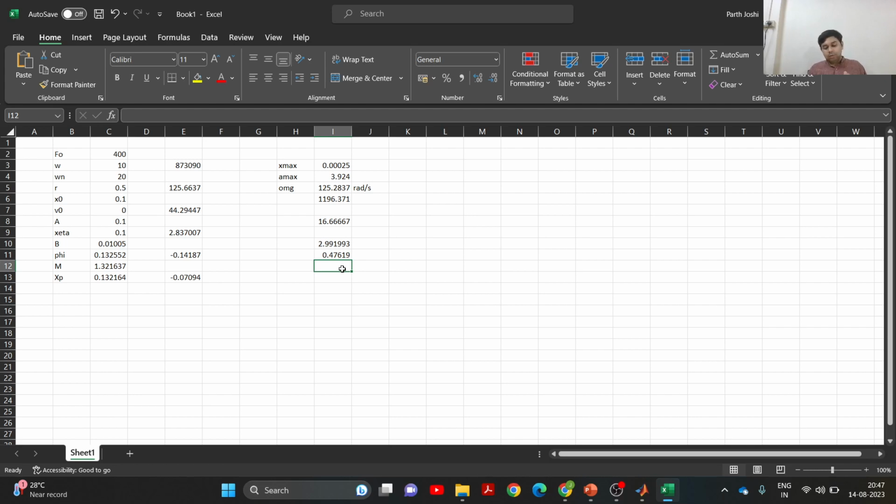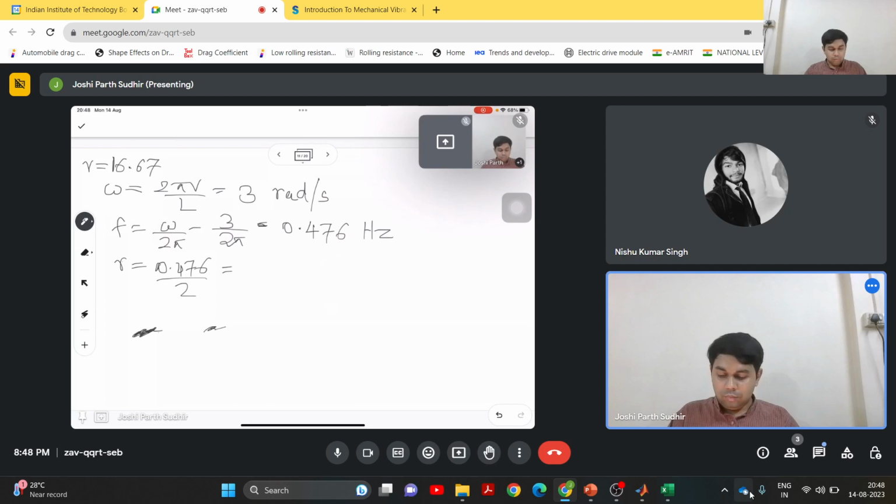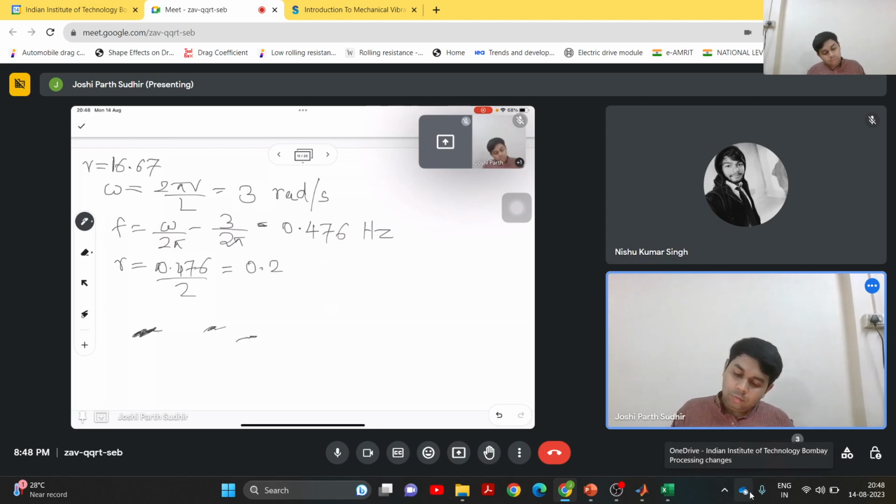So therefore the ratio of the frequency, which is omega by omega n, so the ratio r, will be 0.476 by 2, which is about 0.238. And zeta is basically given to be 0.15.